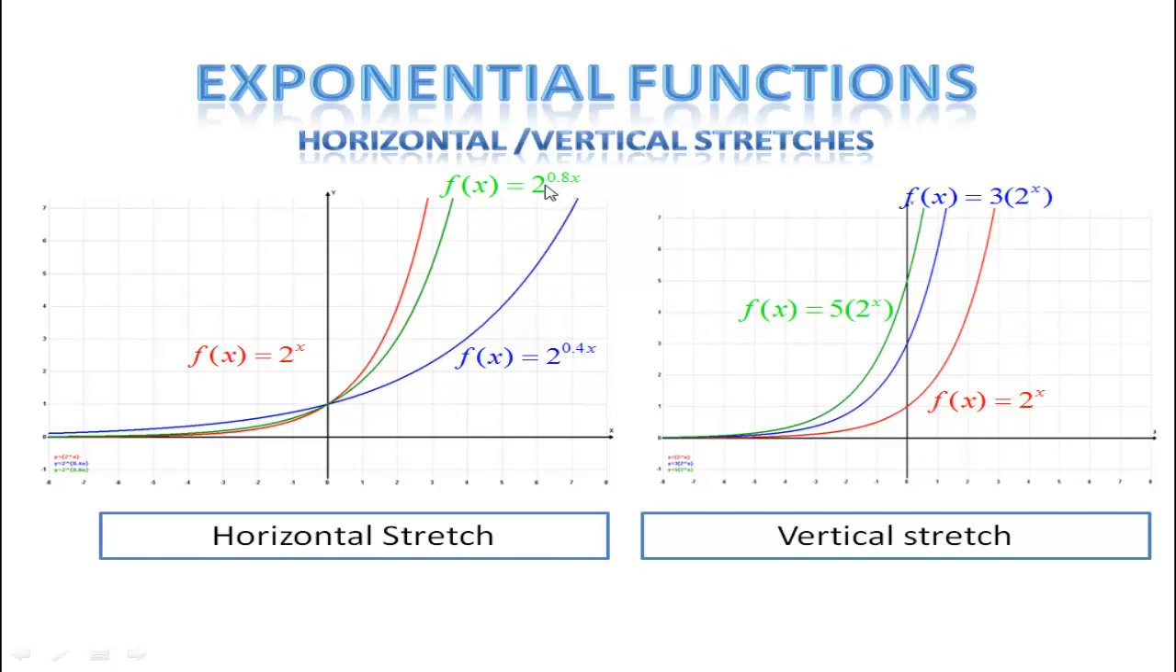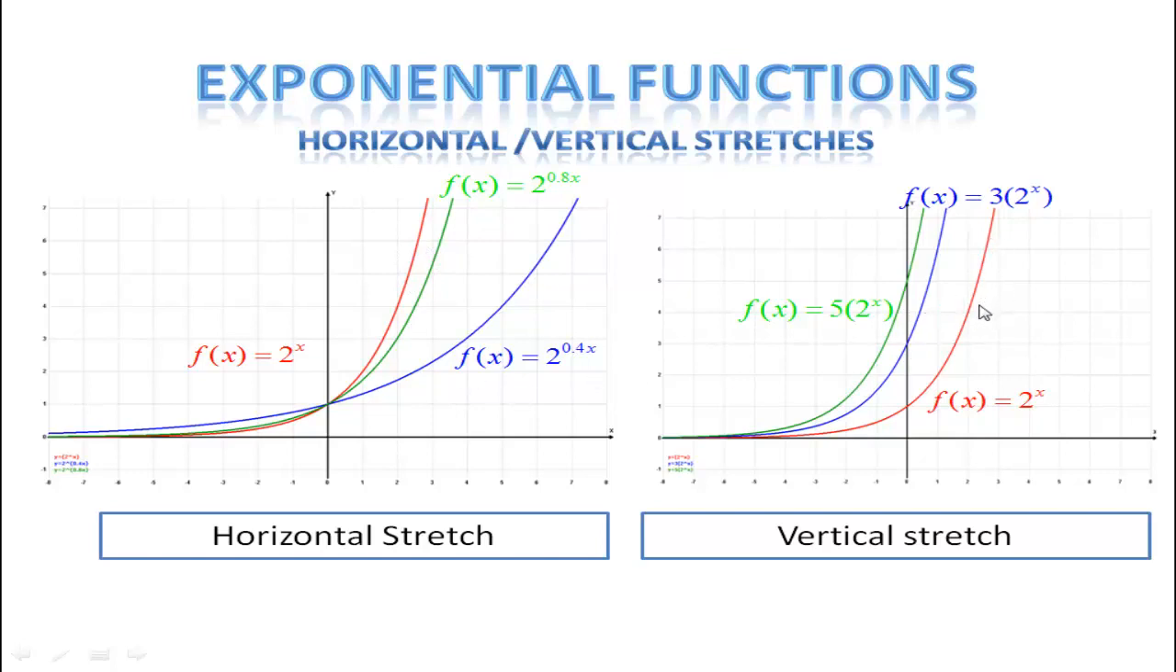Whenever your exponent is multiplied by a number that is less than 1, but positive, okay, you're going to have a horizontal stretch. So notice how this blue one, which is 0.4, it's stretched out to the sides. And so is this one, not as much as this one. The closer I am to having this equal to 1, the less stretching, okay?